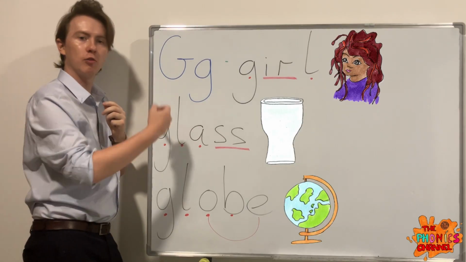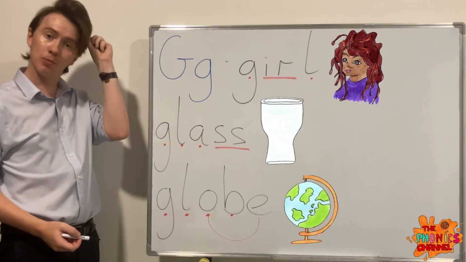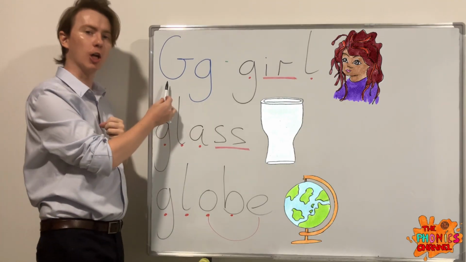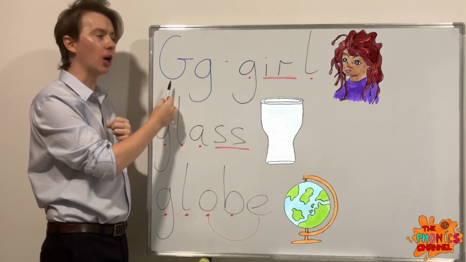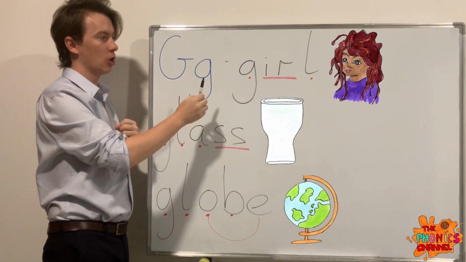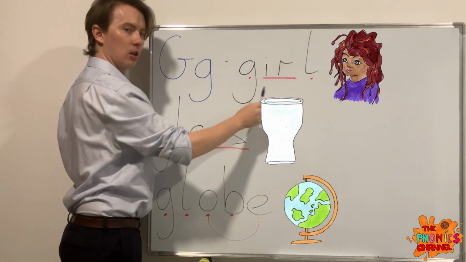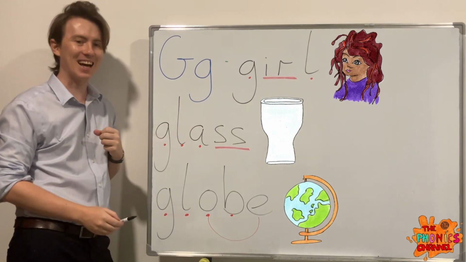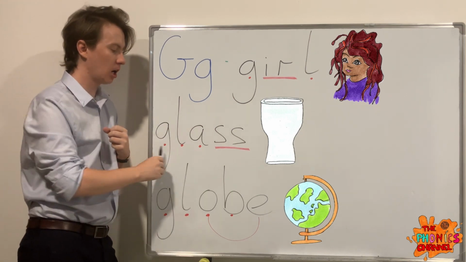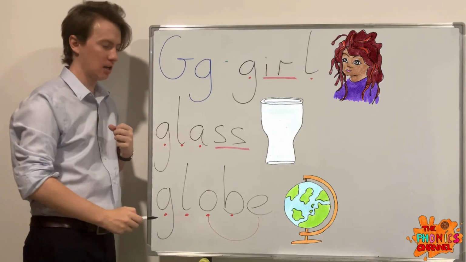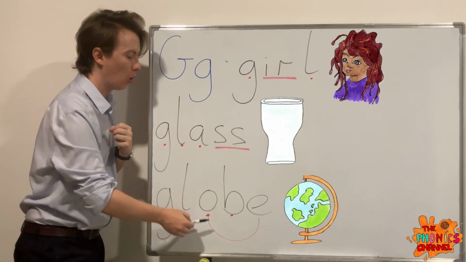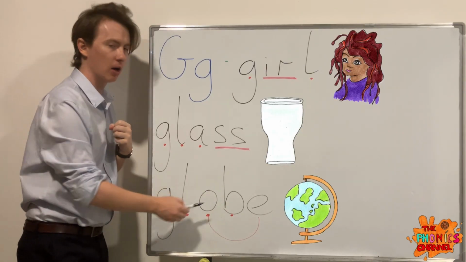So, let's go through them all again together. Say it with me at home, please, like always. G, g, g. Next one. Girl. G, o, girl. Glass. G, l, a, s. Gl, a, s. Glass. Globe. G, l, o, b. Or gl, o, b. Globe.